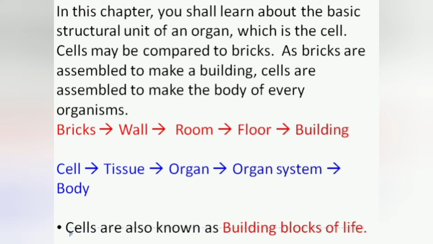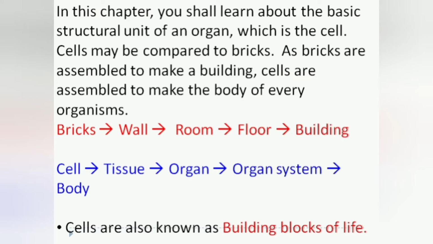Cell is the basic structural unit of an organism. Cells may be compared to bricks, as bricks are assembled to make a building. Cells are assembled to make the body of every organism. Cells make tissues, tissues make organs, organs make organ systems, and organ systems make a living organism. So cells are also known as the building blocks of life.